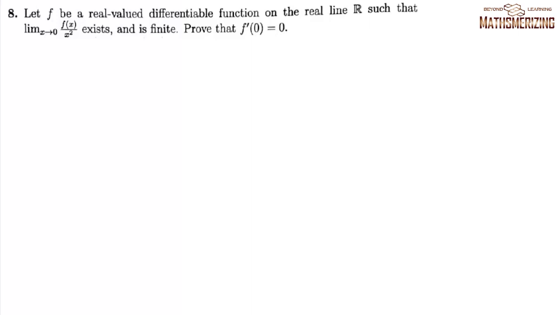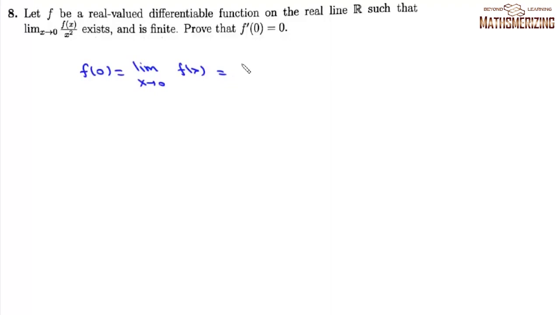Now question number 8 is, let f be a real valued differentiable function on the real line such that limit x tends to 0, f(x) upon x square exists and is finite. Prove that f dash 0 is 0. Now it is given that f is a differentiable function. So that means it is continuous also. Now if the function is continuous, we can write f(0) as limit x tends to 0 of f(x).